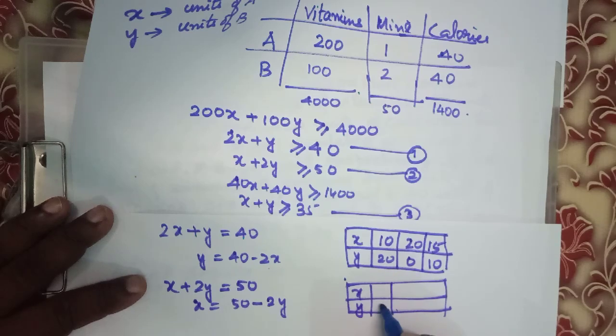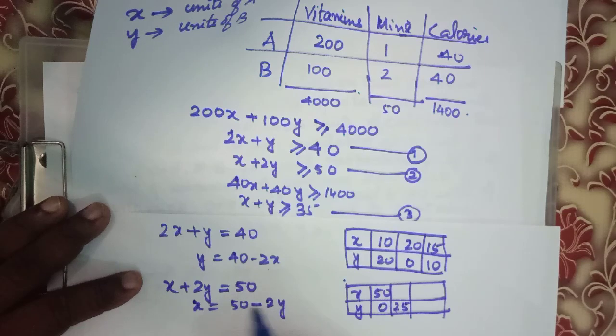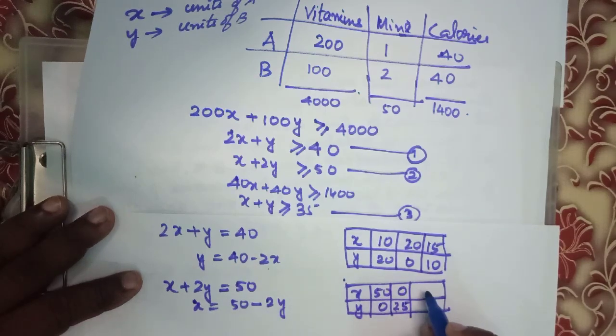If y is 0, x is 50. If y is 25, x is 0. And one more, if I take y as 10, then x is 30.